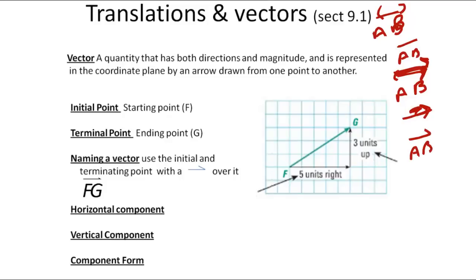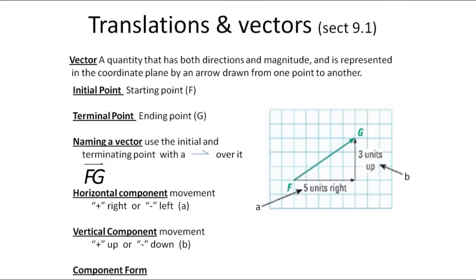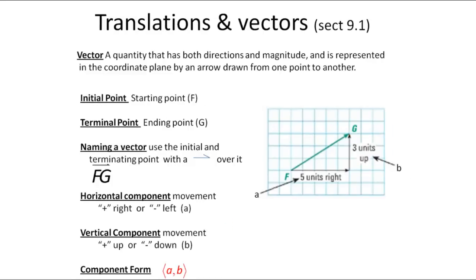So we kind of do need to remember our terminology. So we name a vector by starting point going in the direction of the ending point with the vector symbol over it. This is our vector symbol. Our horizontal component is how far to the right or left we move it. So in this case, our horizontal component is a 5. Our vertical component is how far up or down we go. So in this case, we went up 3, so our vertical component is 3. Our component form is we take that horizontal of 5 and that vertical 3, and we write it like that. That is component form. So you have to know how to name a vector. You have to understand component form as well.